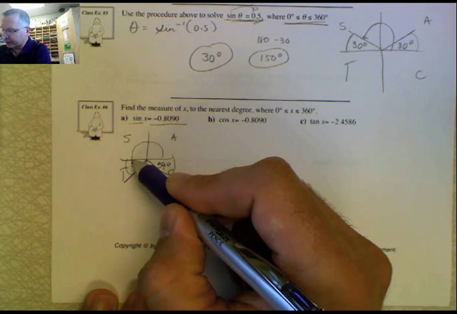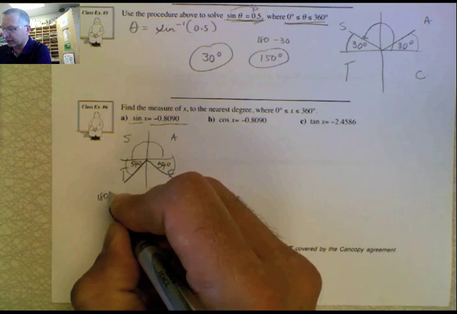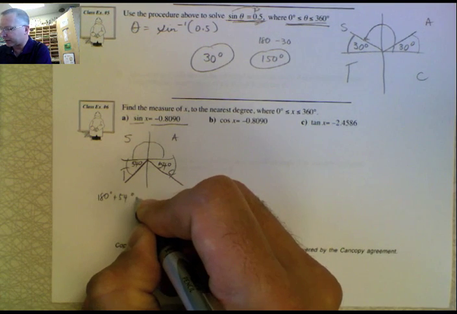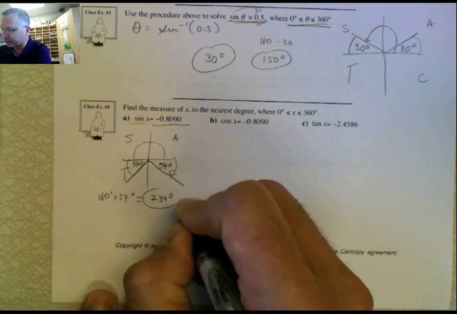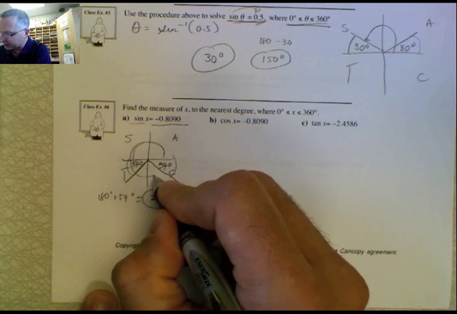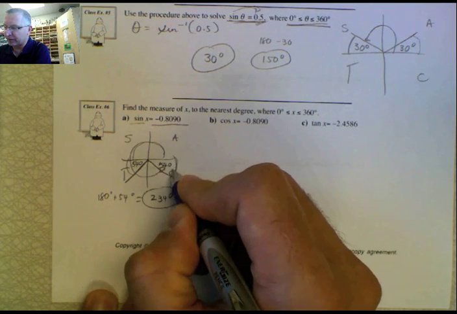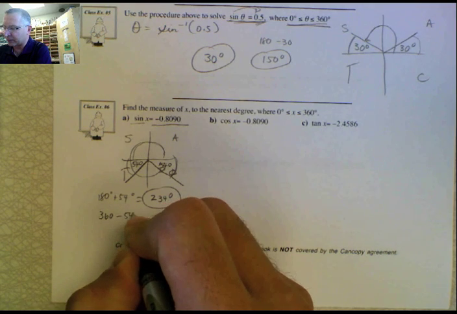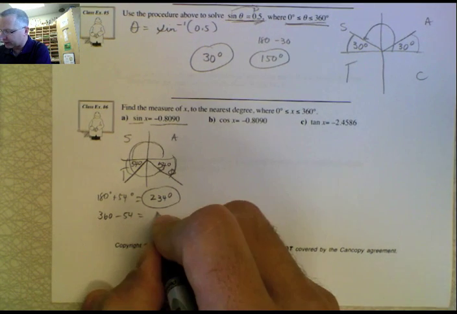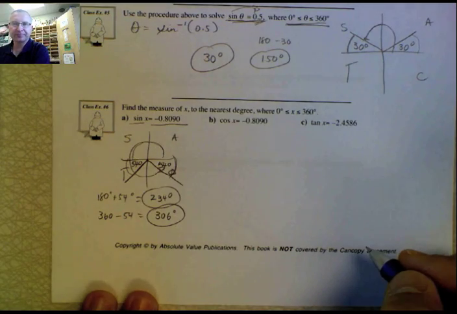So how do I determine those two particular angles? Well, I have to look at this. I've gone 180 degrees plus 54 degrees more. So 180 plus 54 is going to tell me that this first angle is 234 degrees. The next one is almost 360 degrees. We're 54 degrees less than 360. So if we go 360 minus 54, that's going to tell us that our second angle is 306 degrees.